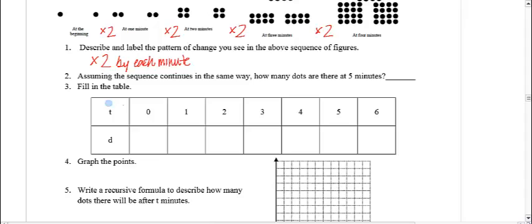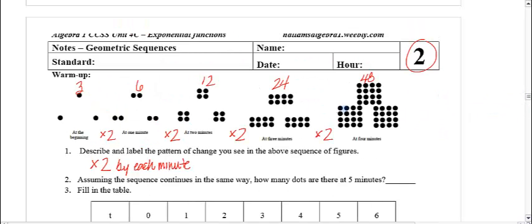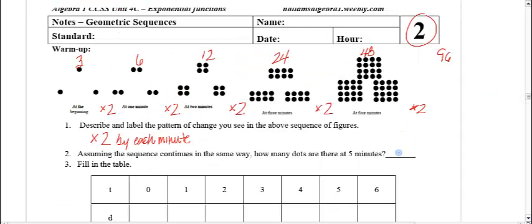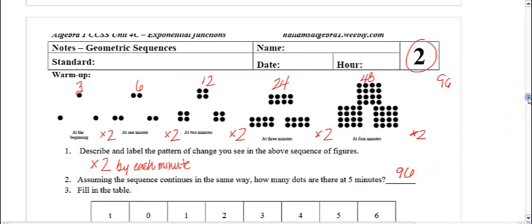All right, question number 2 with this warm-up: assuming the sequence continues in the same way, how many dots would there be after 5 minutes? So we're looking at this pattern here. We're at 4 minutes, and we know it's going to double again. So from 48 it's going to go ahead and turn to 96. Right? 48 doubled is 96. So it should be 96 dots after 5 minutes. I'm going to write 96 in there.